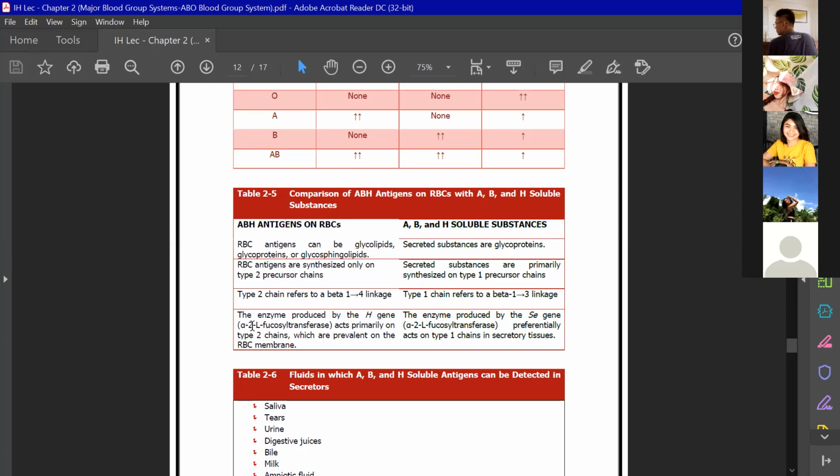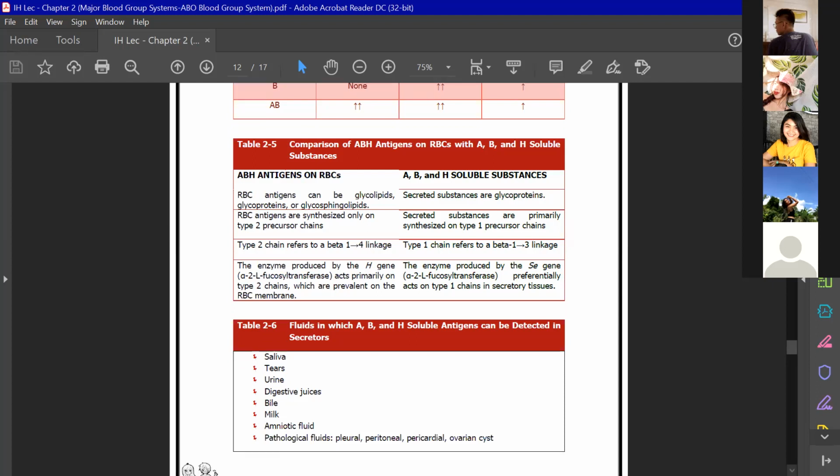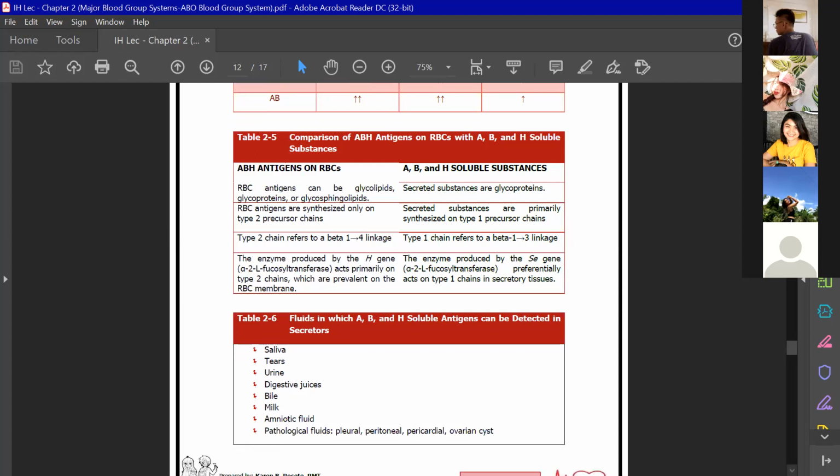And lastly, POD or point of differentiation, we have the enzyme produced by your H gene, which is particularly an alpha-2 L-fucosyl transferase that acts primarily on your type 2 chain. While in the formation of your soluble antigens, the enzyme produced by the SE gene is also an alpha-2 L-fucosyl transferase, but this enzyme acts primarily on your type 1 chain or your type 1 precursor substance. Okay? So, yan ang difference ng ating ABH antigens in your red cells and ABH antigens in the secretions.